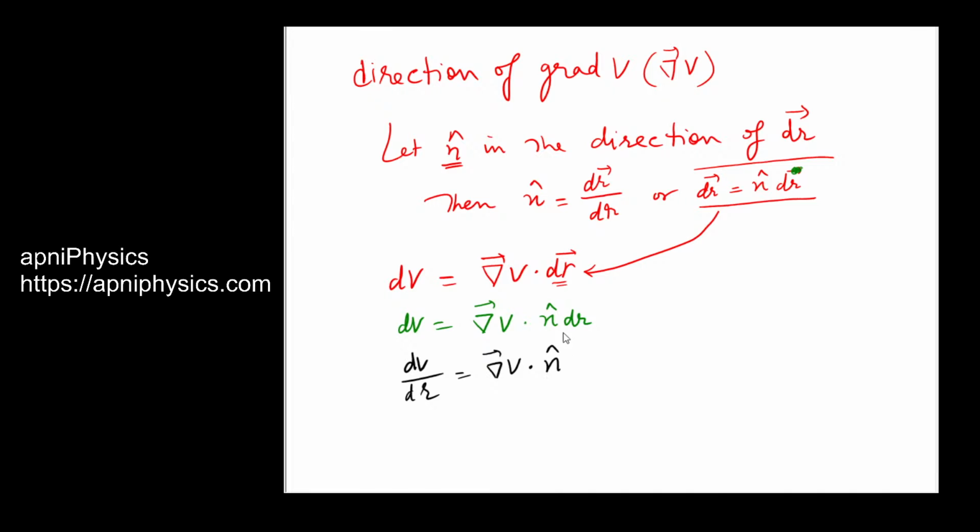So a vector has direction. In conclusion, from this equation you can conclude that the direction of delta V has the same direction.